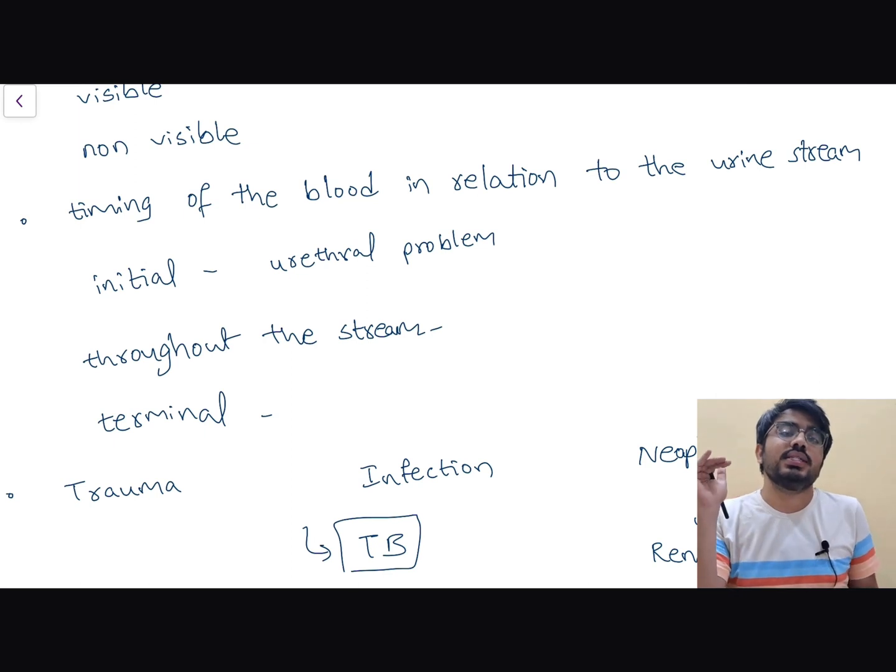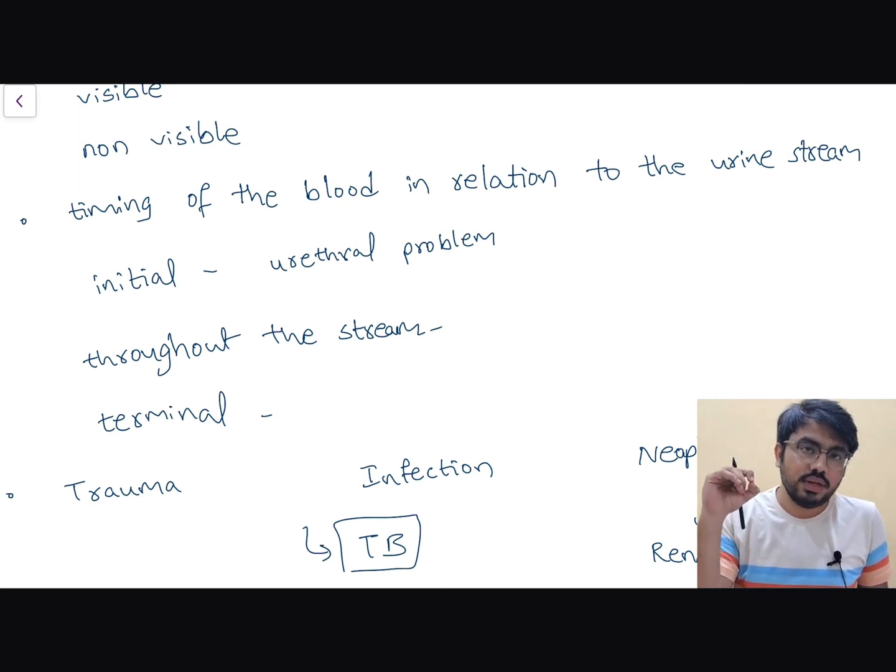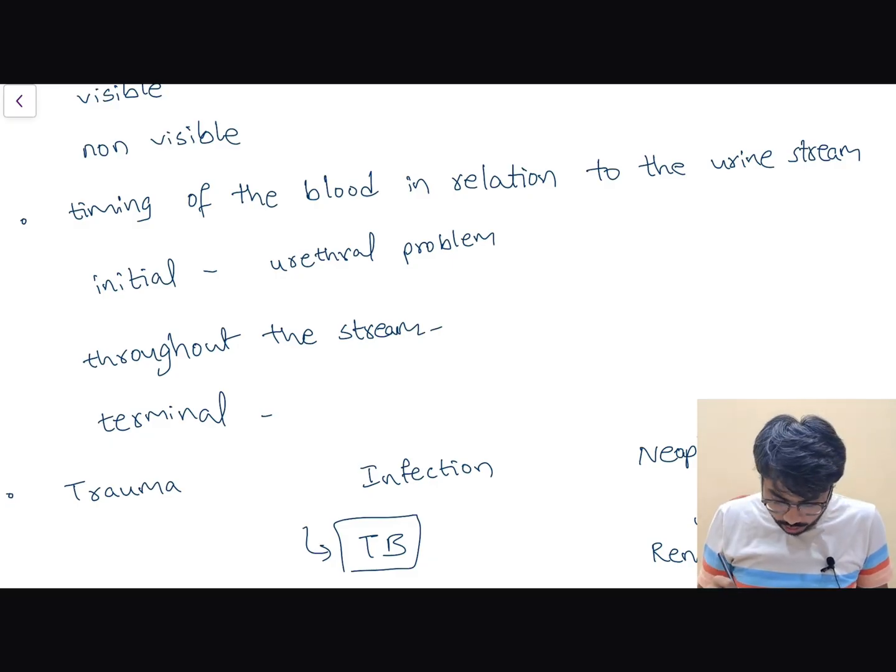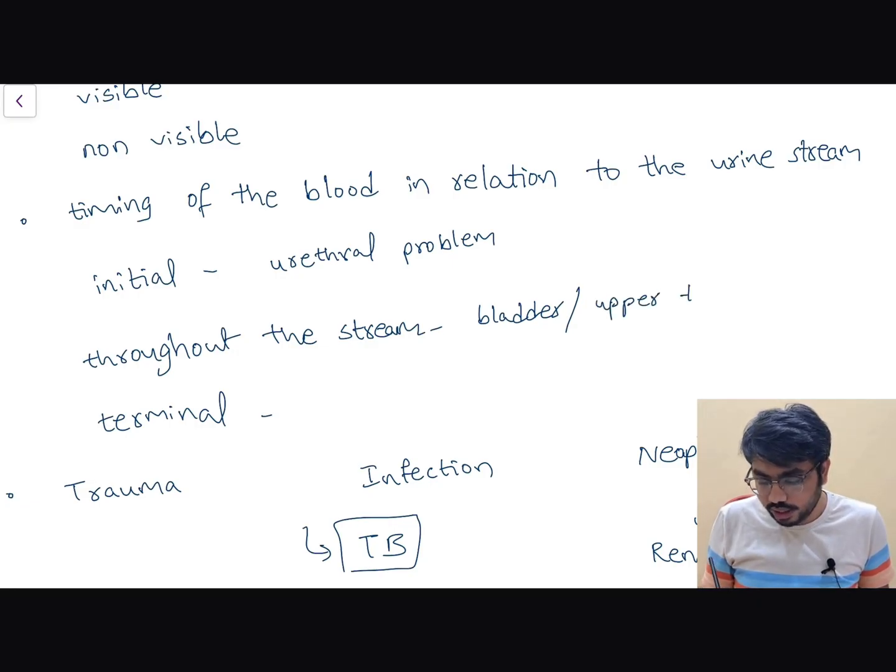So if there is blood throughout the stream of the urine, what problem is it? The problem has to be in the bladder, or somewhere in the upper tracts. Okay.